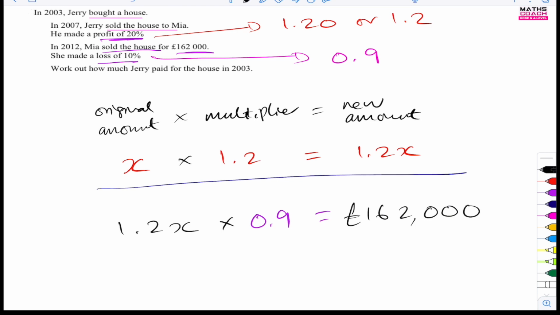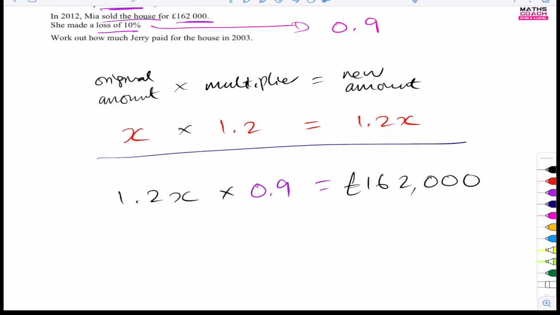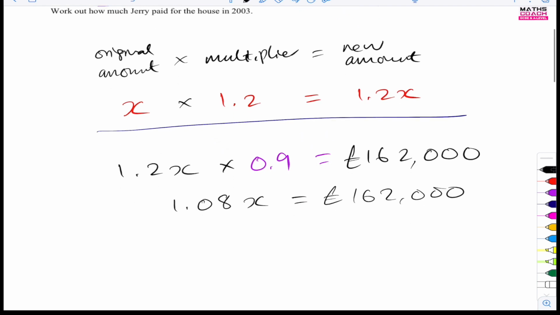£162,000. So if we calculate this 1.2 with the 0.9, so go get your calculators and put that in. That gives us 1.08, and then we add the x next to it. So that's going to be simplified. And now to find x, all we need to do is take this 1.08 to the other side by dividing.